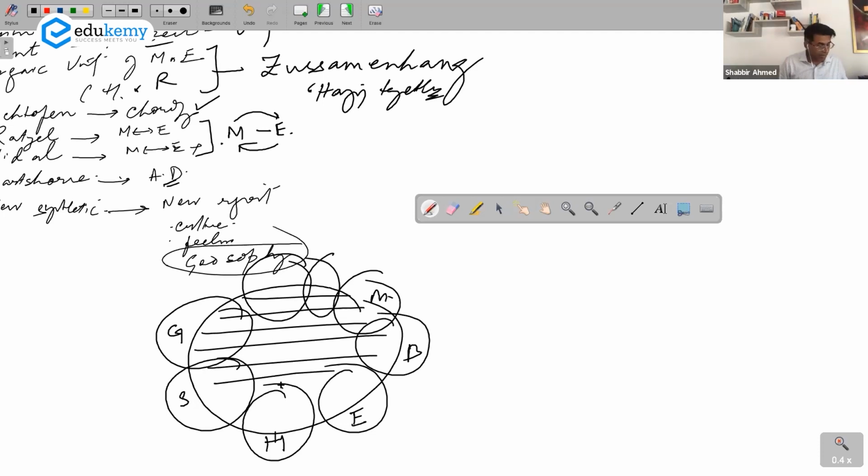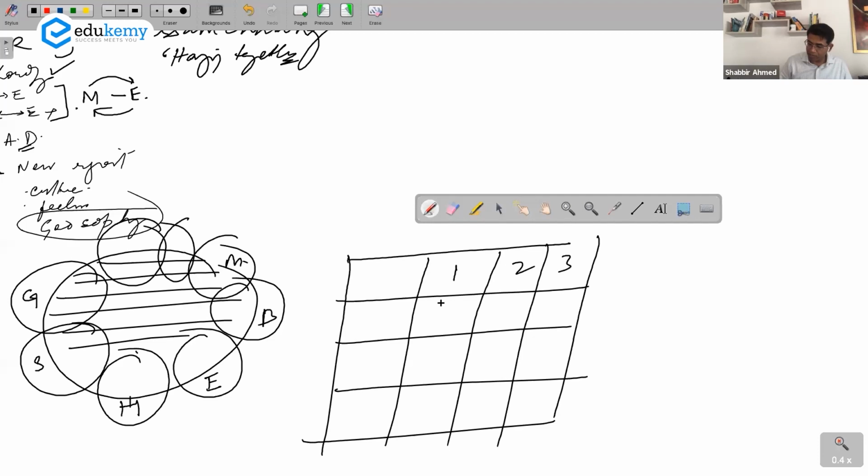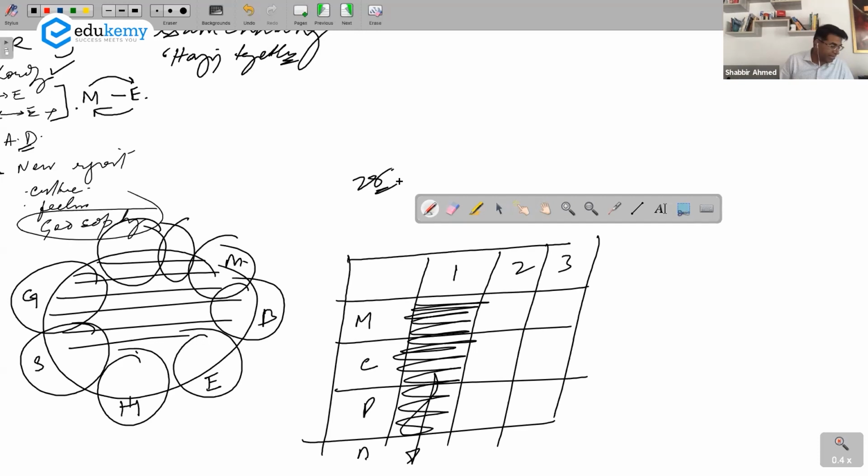This is one example diagram, and there is another example of a diagram. See page number 28, book by Majid Husain. 1, 2, 3 regions, the mountains, the climate, the plants, animals. So if you study like this in one region, you synthesize. This is synthetic.